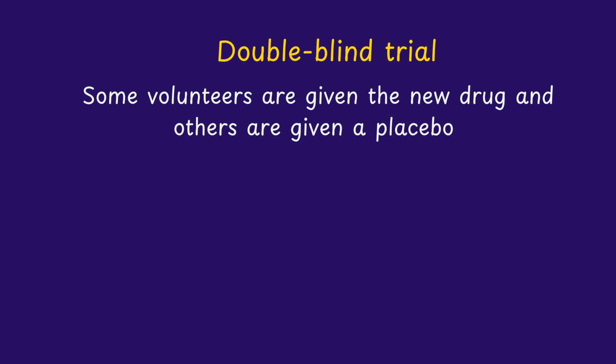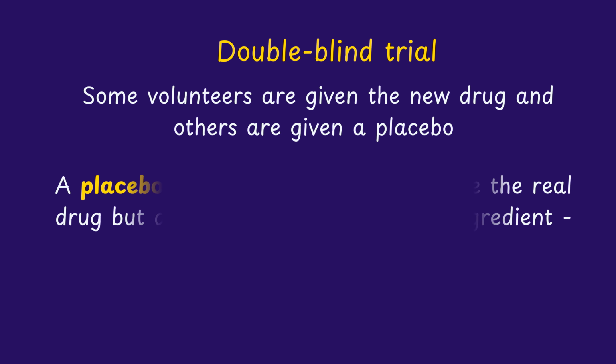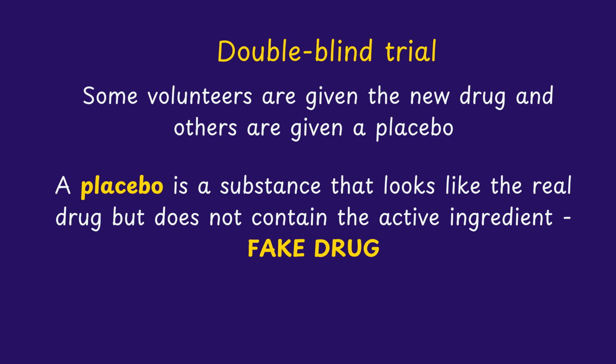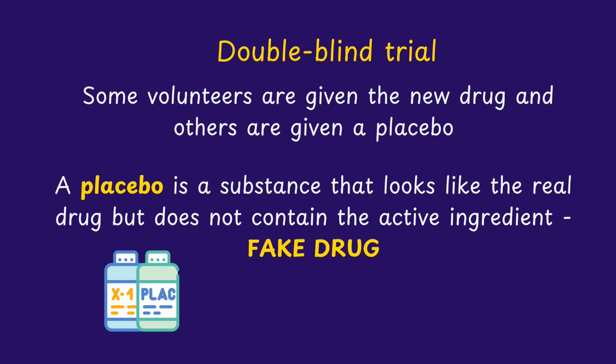There is an important concept that you need to know about in this topic. It is called the double-blind trial, where some volunteers are given the new drug and others are given a placebo. A placebo is a substance that looks like the real drug but does not contain the active ingredients, so it is basically a fake drug.